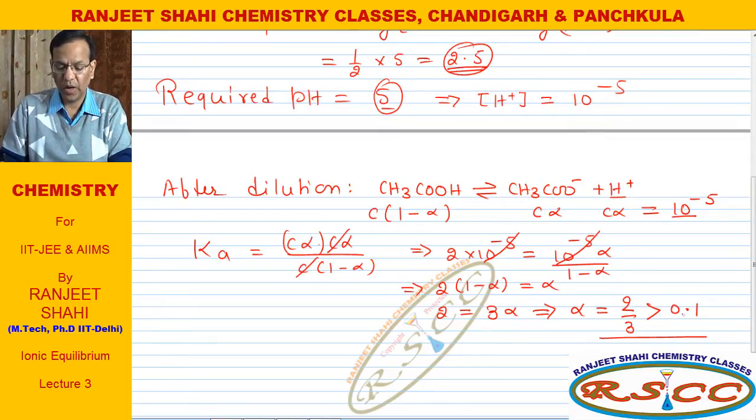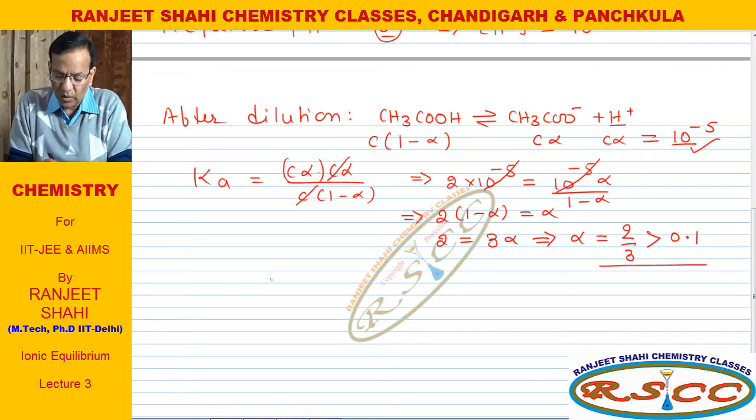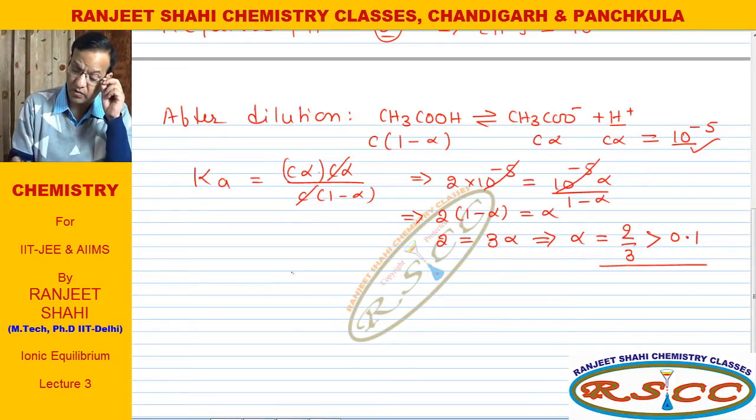So, after dilution, we cannot apply simply H plus is equal to root under K into C, because alpha was not negligible and was not known also. So, we first determine alpha using the final pH of the solution. Once alpha is known, now this problem is solved, there is nothing more left in this question.